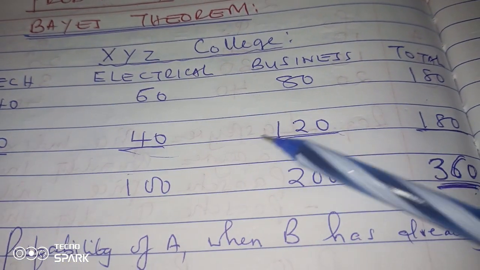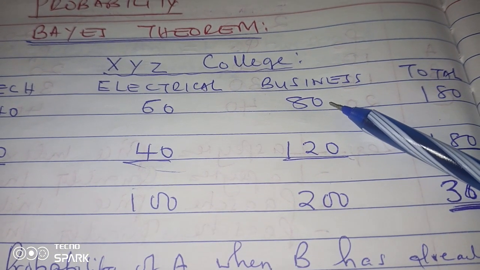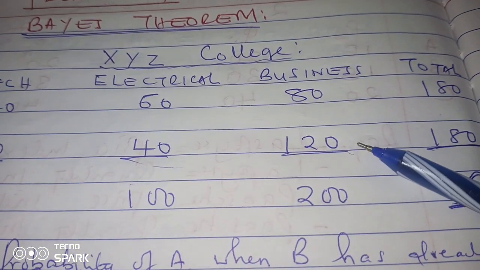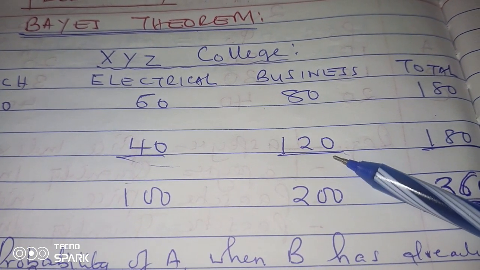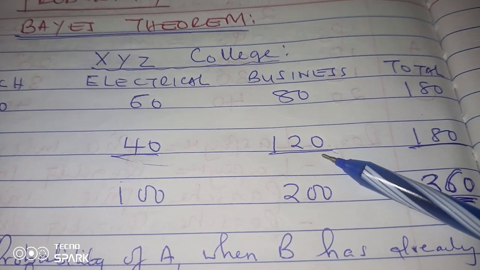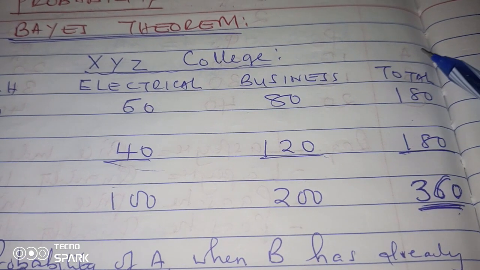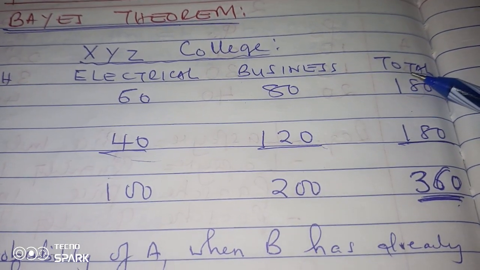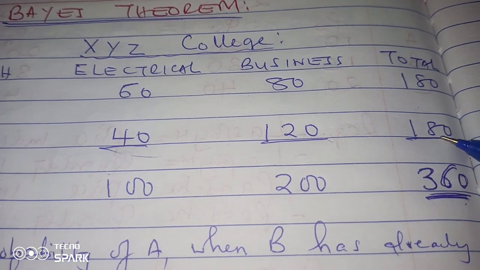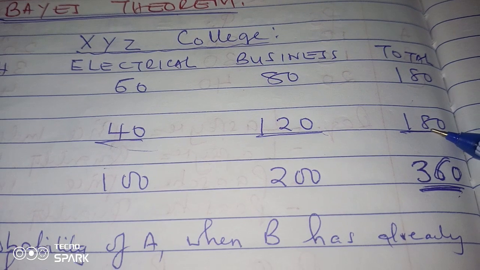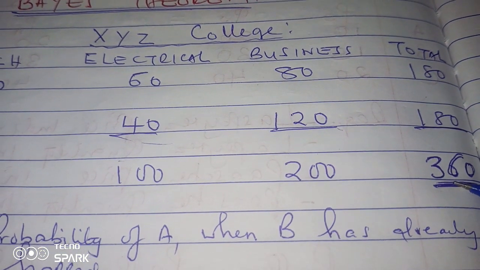The same way, we still have 80 male students and 120 female students in the business department. That's giving us a total of 200 students. In the same way, we are also seeing the totals given here. We can see the total for the male students is 180 and the total for the female students is 180, and therefore we are having 360 students in total.